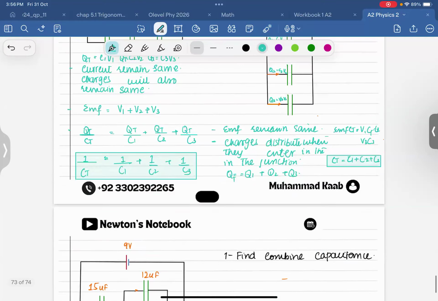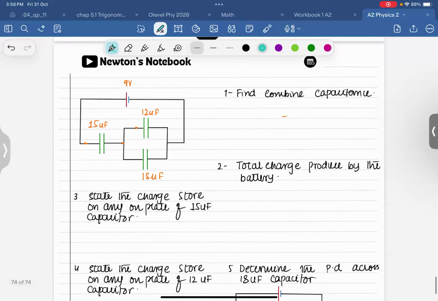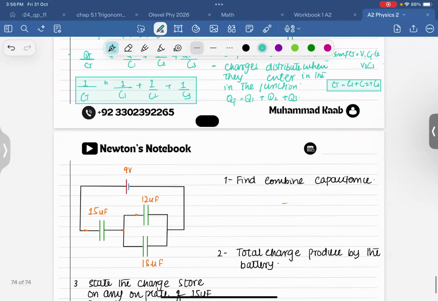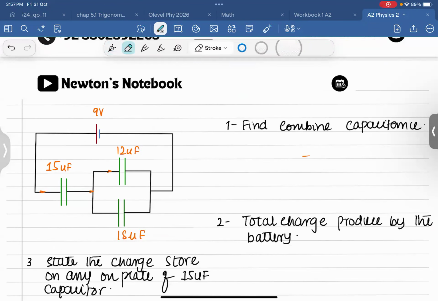I have given you a circuit. This is the most common question that you can ever expect. Okay, this is the figure, and these are the questions that you have to answer. Anybody that can answer the first part, please? Find the total capacitance.